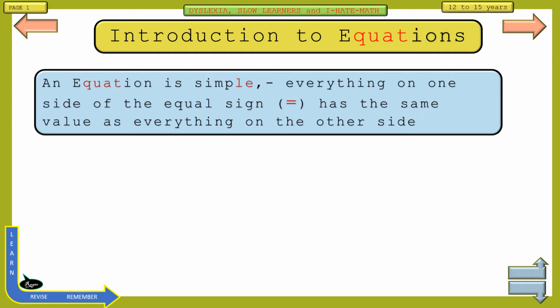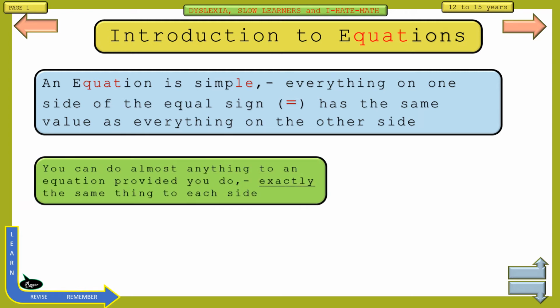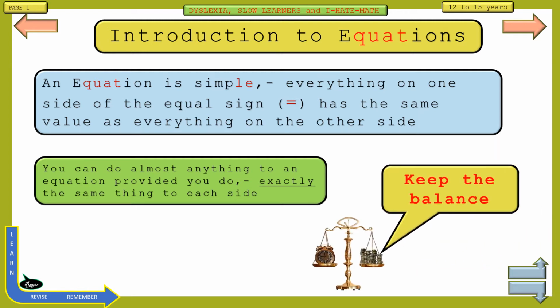Everything on one side of the equal sign has the same value as everything on the other side. You can do almost anything to an equation, provided you do exactly the same thing to each side. All you have to do is keep the balance.